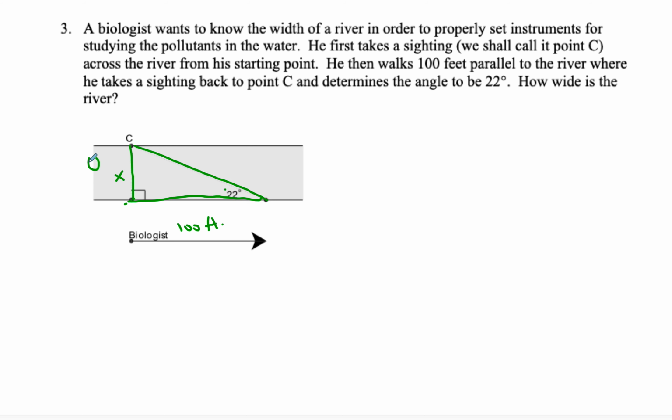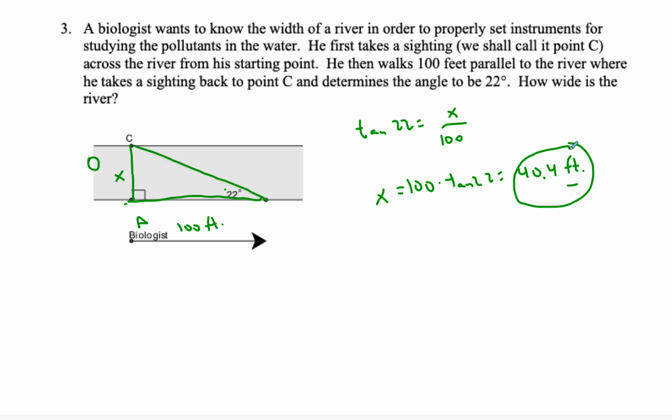So this is the opposite side, this is the adjacent, which means that the tangent of 22 equals x, or the width, you could use w, that might make more sense, over 100. We multiply both sides by 100. Notice how I'm showing my work each time. And 100 times the tangent of 22 is 40.4 feet. That's it.